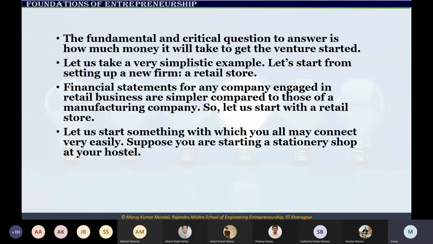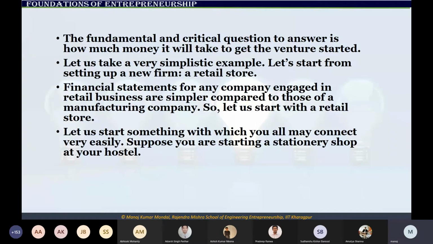You understand? Ballpark means lump sum figure, approximate figure as to how much money will be necessary for me to kick start the business. Once I set the ball rolling, then I'll need more money. But before you set the ball rolling, how much money will be necessary? Let us see that. Now, to see that, I'll give a very simple example.